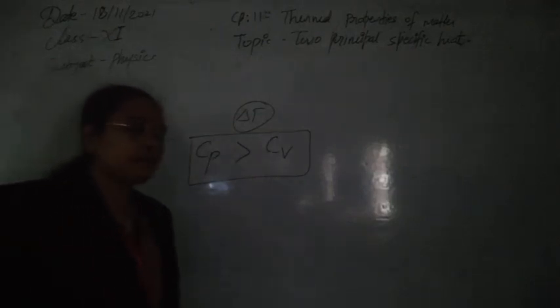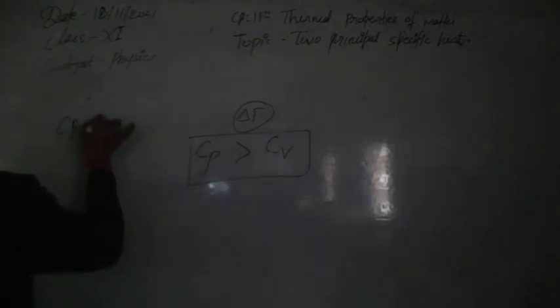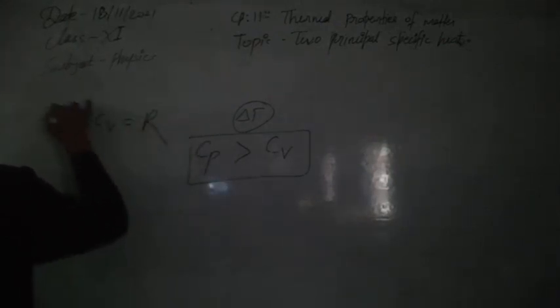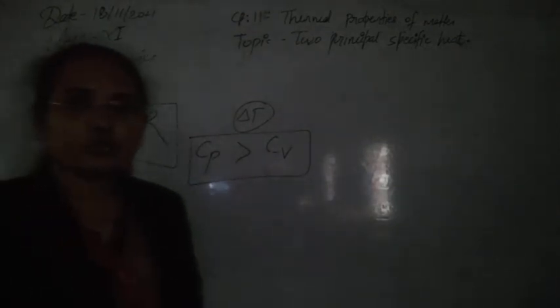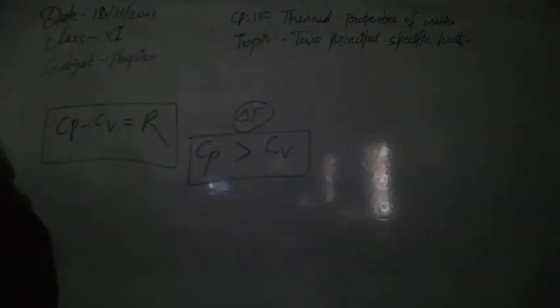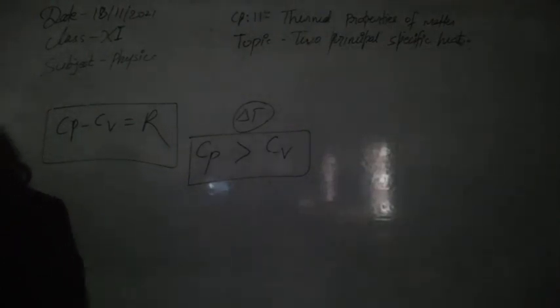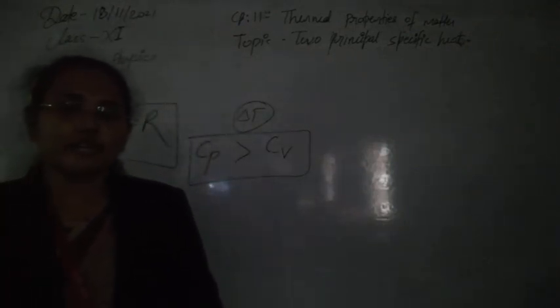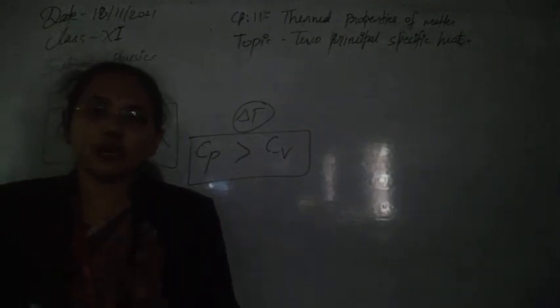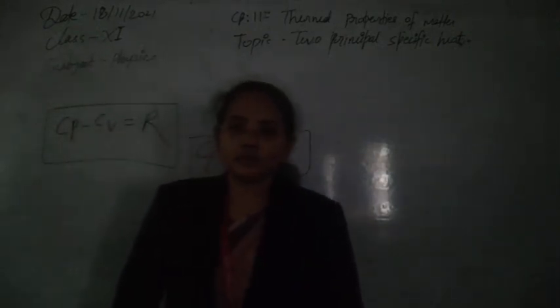Now the relationship between Cp and Cv is given by Mayer's formula, which we will discuss later, and that is Cp minus Cv equals R, where R is known as the gas constant. So they are related by this formula, known as Mayer's formula. Students, with this, one part of the chapter is covered. In the next part of the chapter, we will discuss the transfer of heat, how heat is transferred from one system to another system.